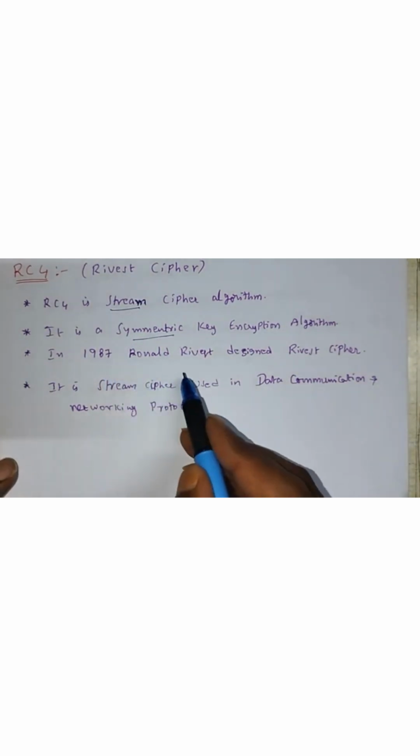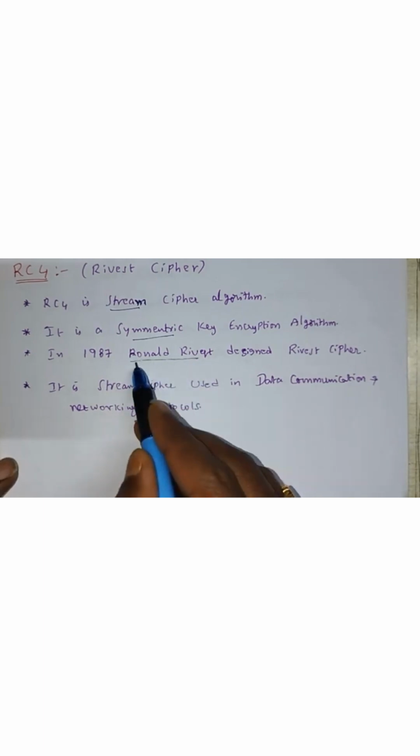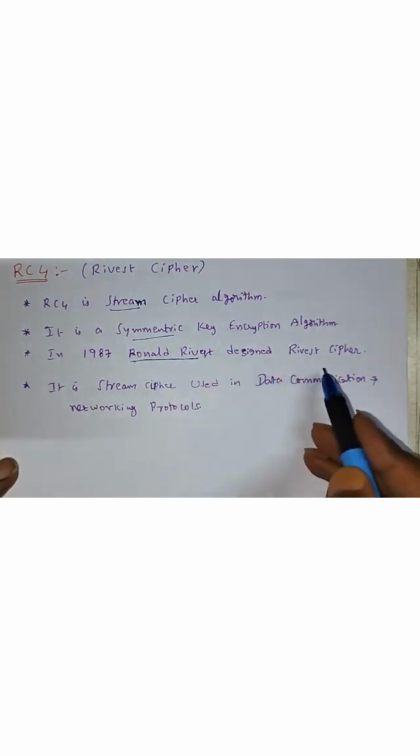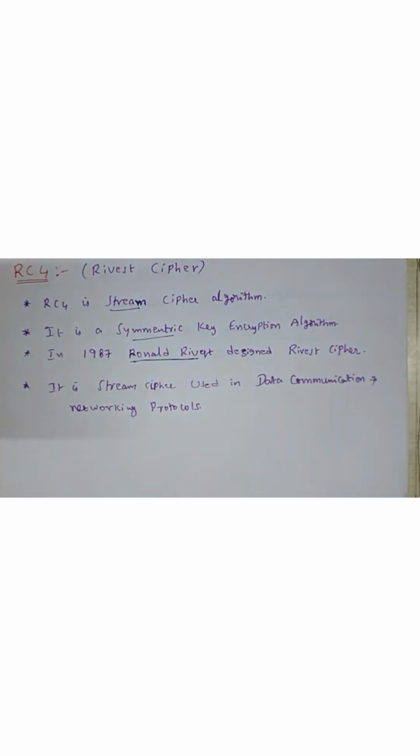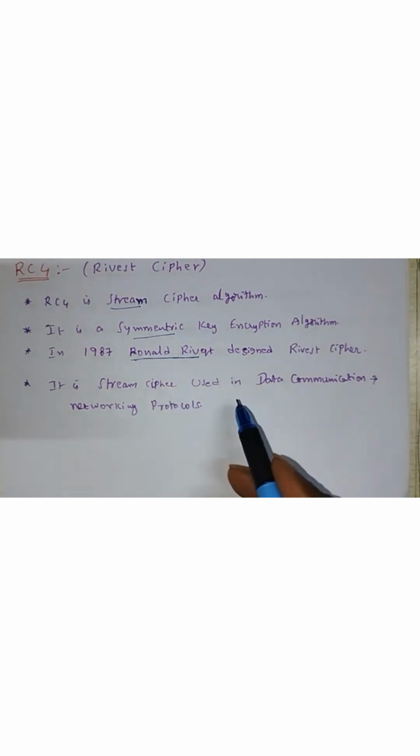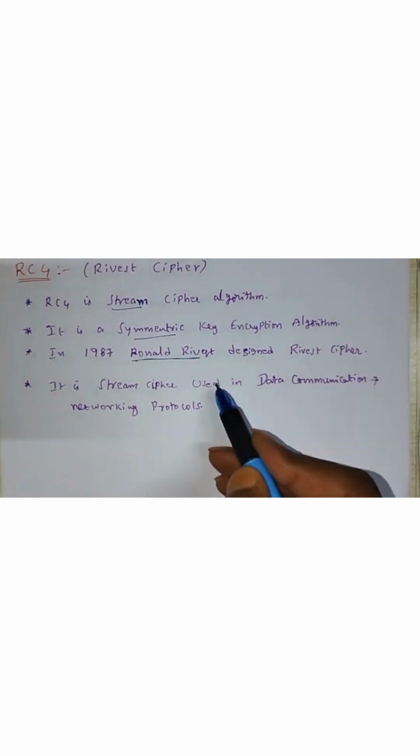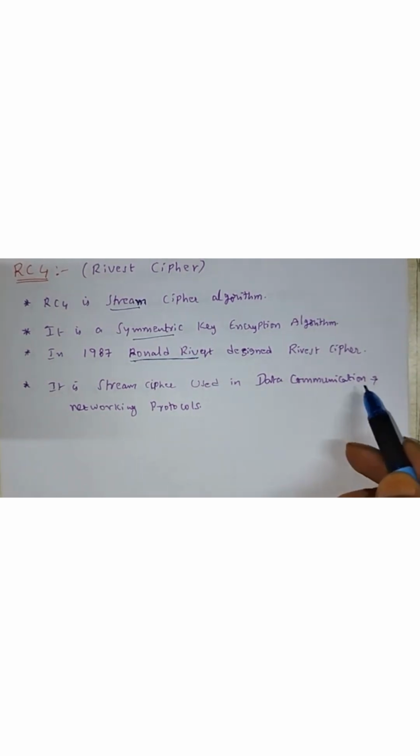In 1987, Ron Rivest, the scientist, designed the Rivest cipher. It is a stream cipher used for data communication and network protocols. Mainly, it is used for data communication while transferring data over the network. In those cases, we use the RC4 algorithm.